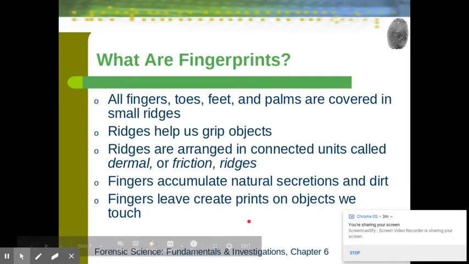All right, so what are fingerprints? Your fingers, your toes, your feet, your palms, they're all covered in these little ridges. And we think the reason for this is to help us grip things. So they provide a little friction to help us hold on to stuff. And they accumulate natural secretions and dirt. So you naturally get oils and dirt on your hands, and then you leave these things when you touch objects. You leave a little oil behind.